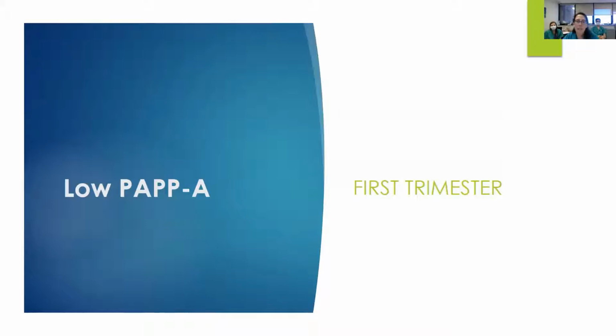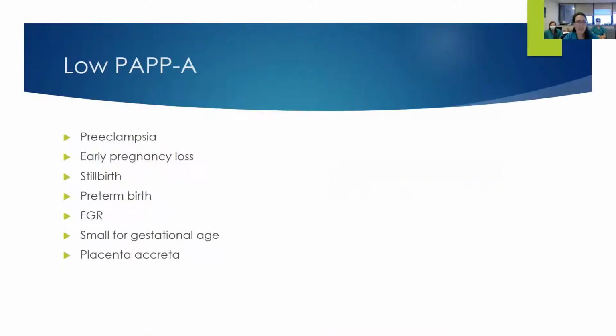Now, low PAPA in the first trimester and adverse pregnancy outcomes. So it has been related with all of these that you can see here: preeclampsia, early pregnancy loss, stillbirth, preterm birth, FGR, small for gestational age, and placenta accreta. In the next slides, I'm just going to review the most important papers related to serum markers and adverse pregnancy outcomes.